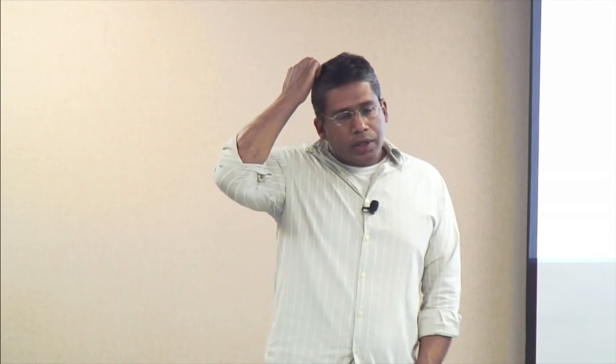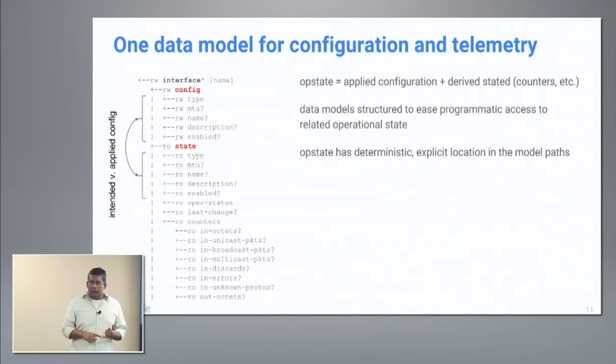Some folks get the impression that we're talking about different data models for telemetry and configuration, but the way that we're trying to build our data model is so that they actually contain both. So it's one data model that we're constructing in OpenConfig that contains both config and telemetry data. The way we structure our data model, this is just a snapshot of a model for managing interfaces. You have an interface, and underneath it you've got two containers, one for configuration data, which is read-write data, and one for state data, which is read-only data.